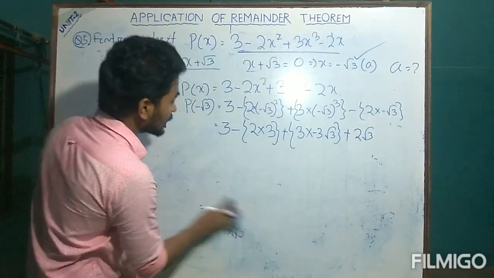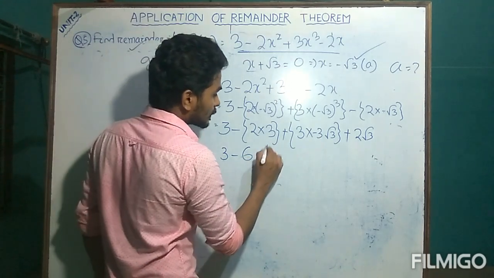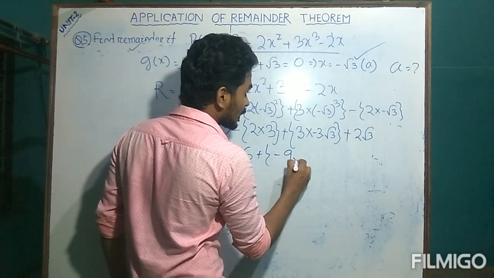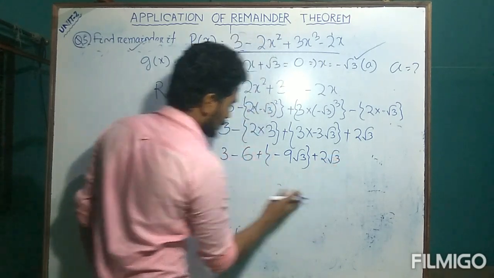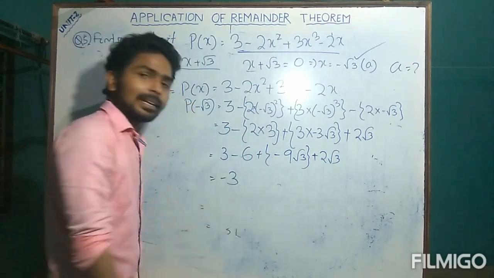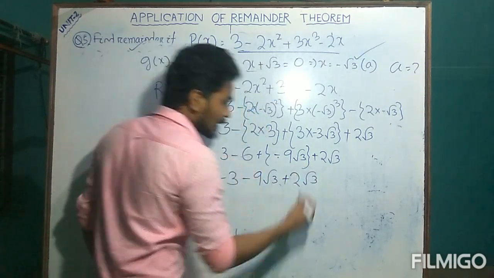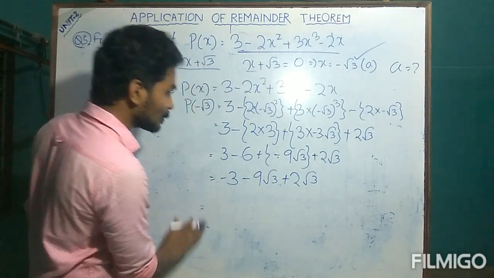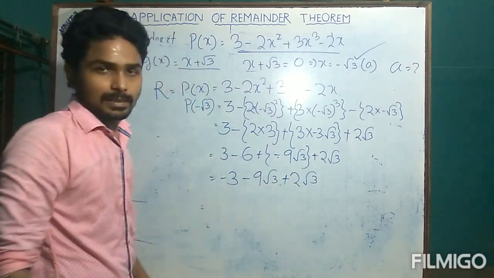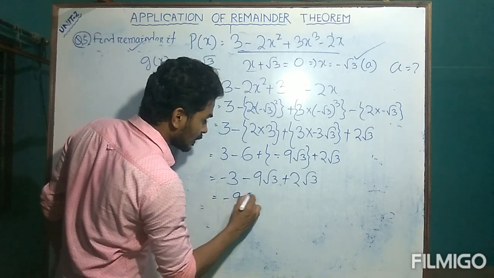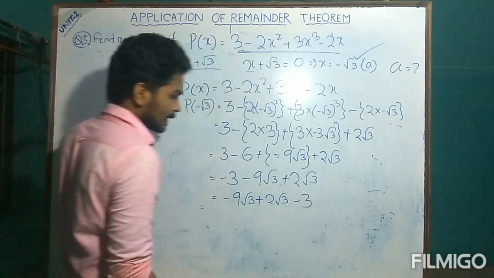Okay. Next step, 3 minus 2 3 is 6. Now plus bracket 3 3 minus 9 root 3. Okay, always use bracket, plus 2 root 3. 3 minus 6 is minus 3. Okay, plus minus minus plus 2 root 3. Then our next task is to bring the irrational numbers to the first. So it will be minus root 3 plus 2 root 3, okay, minus 3.